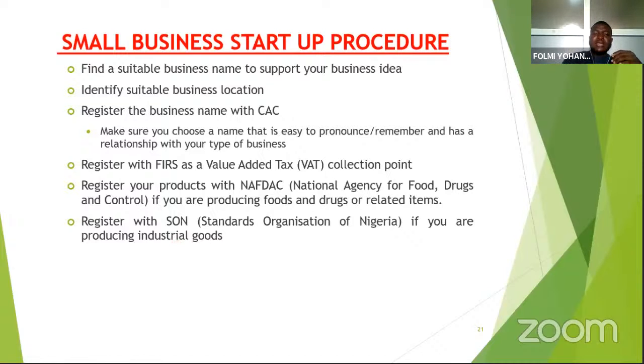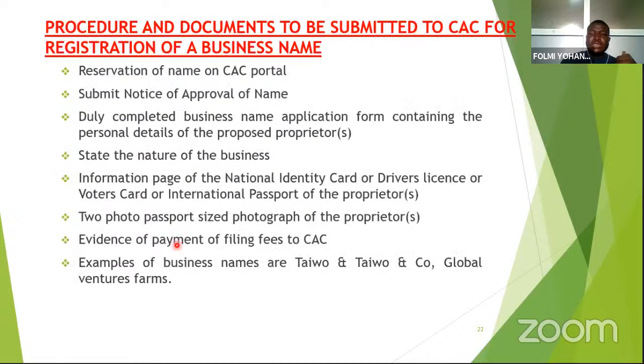So let's look at the procedure and documents to be submitted to CAC for registration of business name. As we said, the CAC is responsible for registration of business and non-business organizations. And business organizations with the CAC are registered as business name or incorporated, as business name or companies.